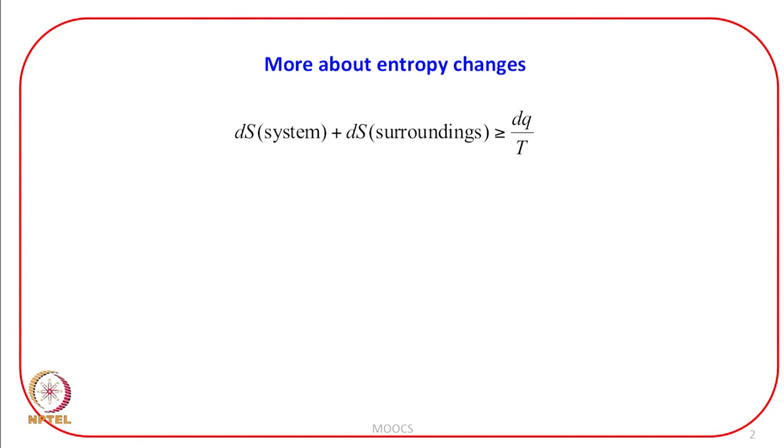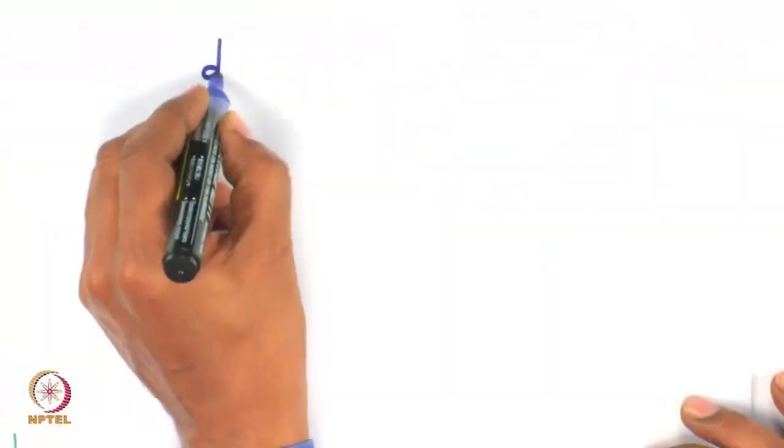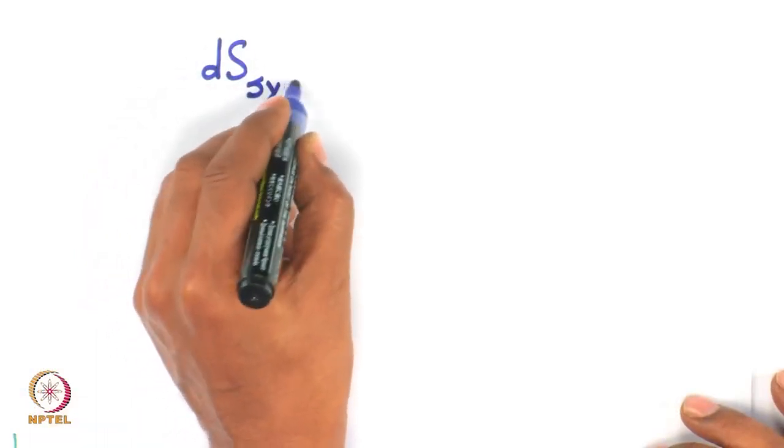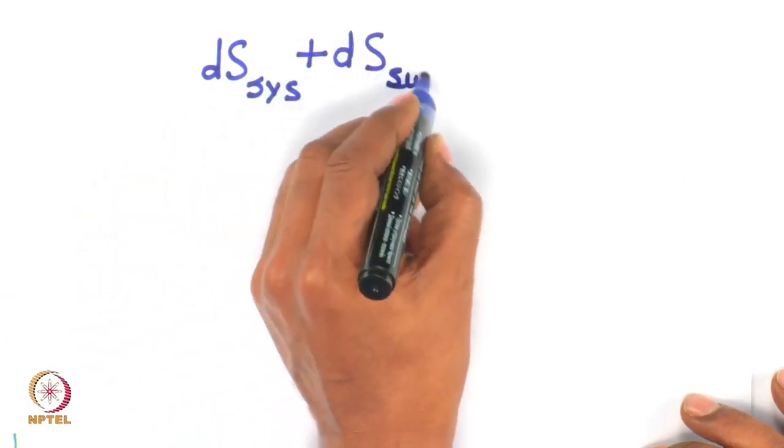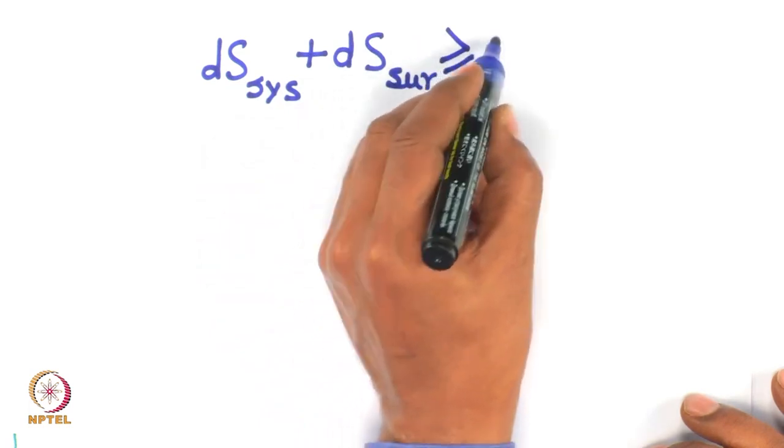The second law of thermodynamics says that the entropy of an isolated system increases during the course of a spontaneous process. That means, if we want to make a general statement, what should be the sign of entropy change in the system plus entropy change in the surroundings. So, if I combine these two, I will write entropy change in the system plus entropy change in the surroundings greater than or equal to 0.